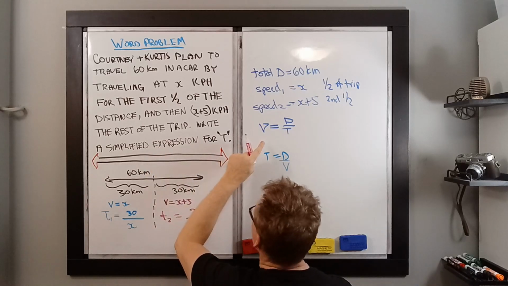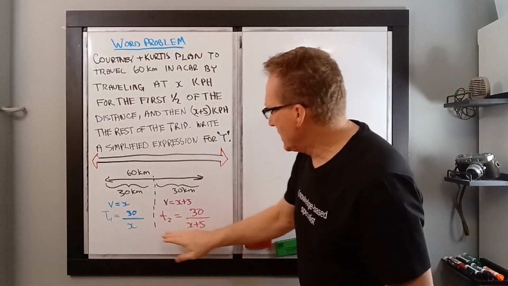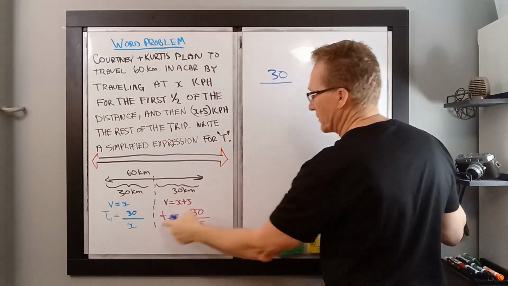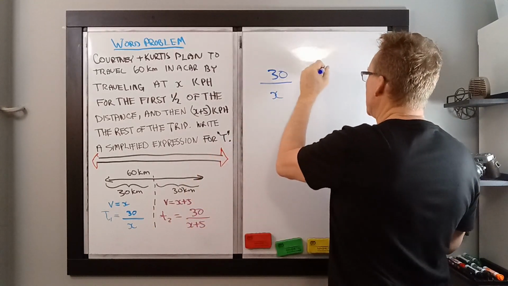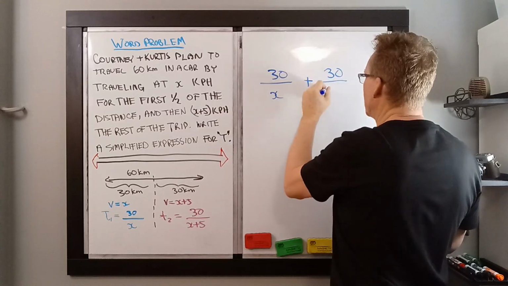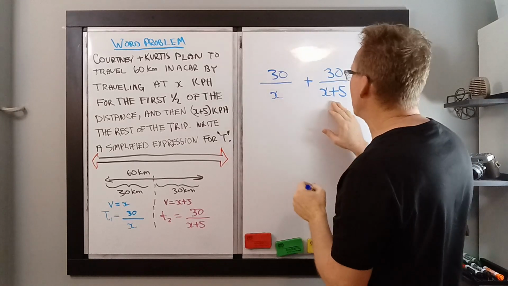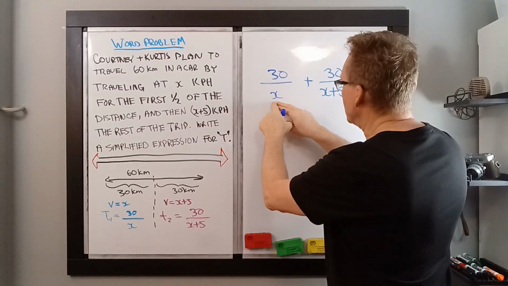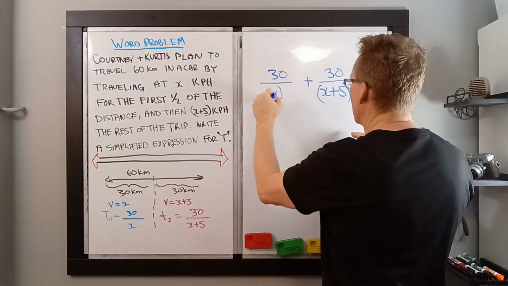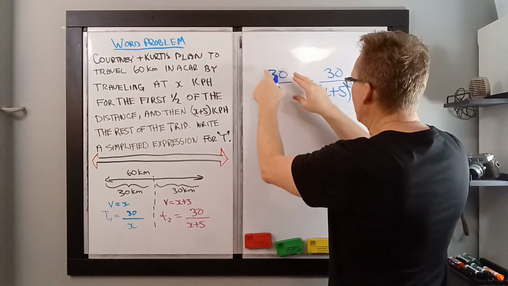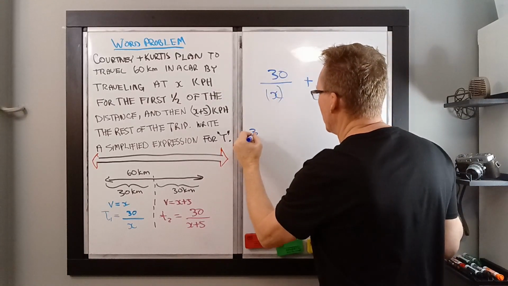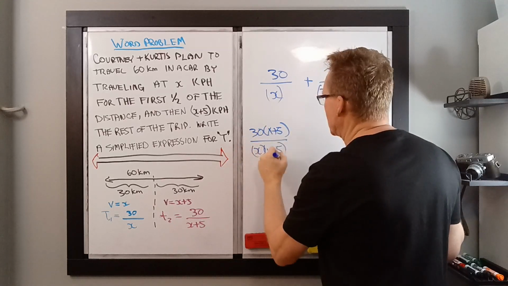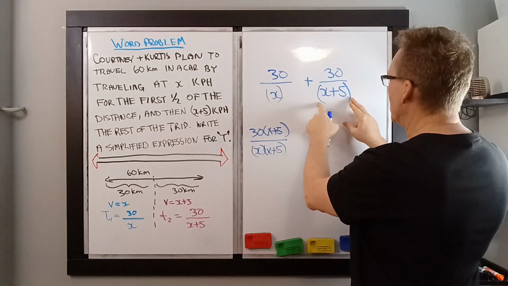So let me just work on that over here. For the total time, we're going to take time 1 plus time 2. Let's just write those out. So it's going to be 30 over x plus 30 over x plus 5, that's the second distance over x plus 5. If we want to simplify this, we'll want to add them up, which means we're going to want to have a common denominator. We'll have to multiply this by x plus 5, the top and the bottom. So I'm going to go 30 times x plus 5 over x times x plus 5. That takes care of this one. We'll do the same thing to this one.